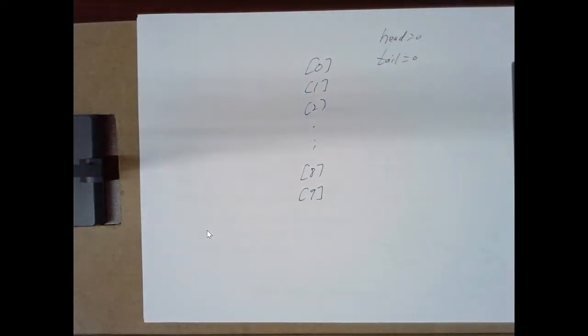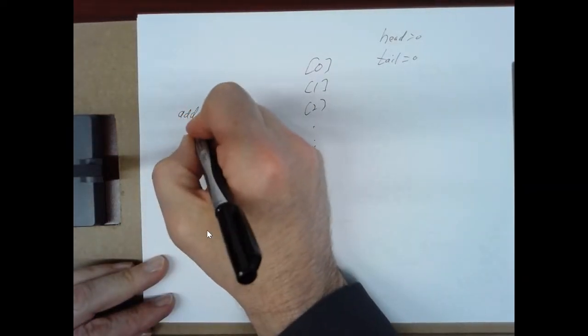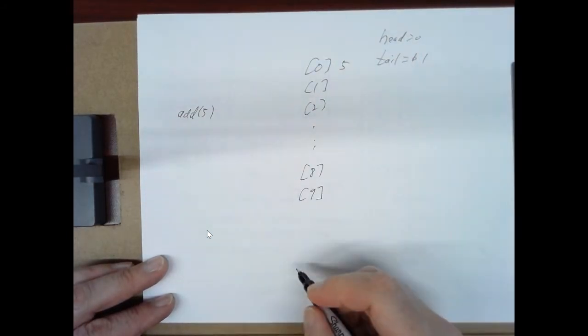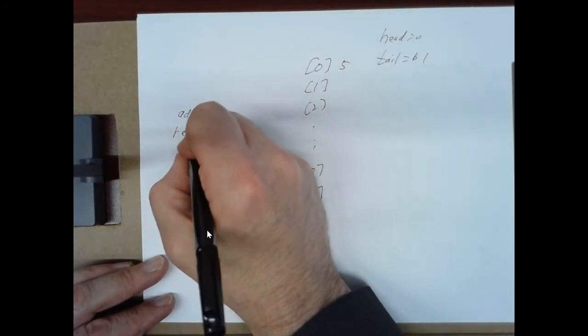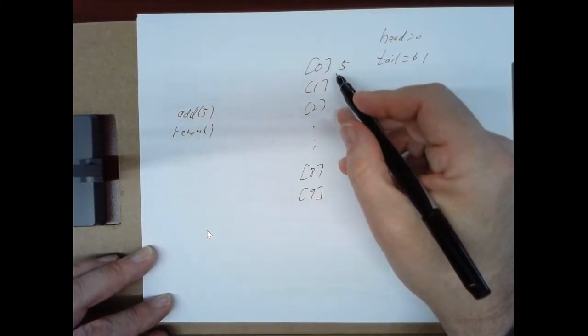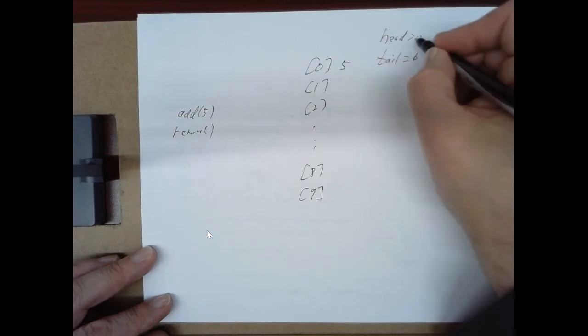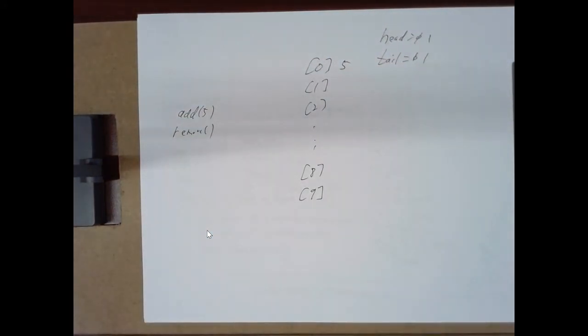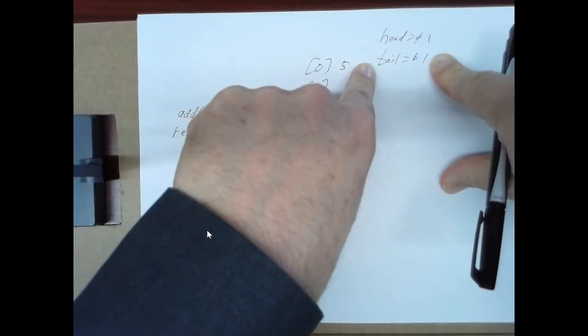So empty queue, head is 0, tail is 0. Suppose we say add 5, which puts a 5 right here, increments the tail to 1. And then we say remove, which reads from the index of the head, and then increments the head. Well, we added a 5, we removed a 5, the queue is empty again. Head and tail are not 0 anymore, but they're still equal to each other.